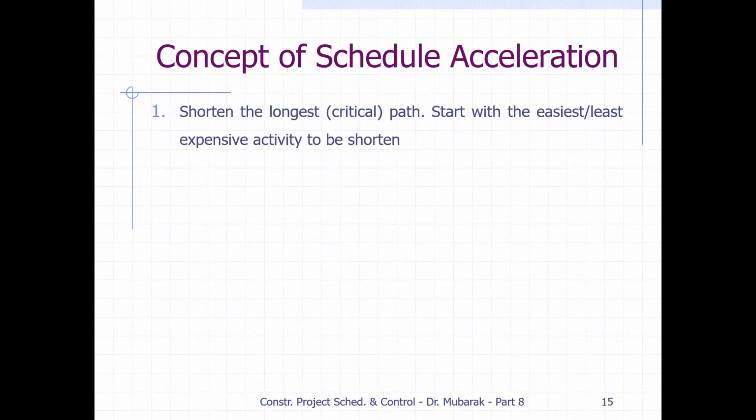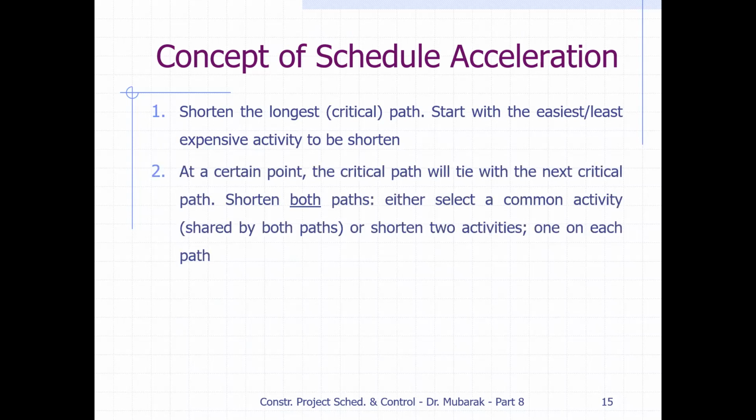Concept of schedule acceleration. So what is the concept for accelerating, like speeding up the project? Shorten the longest critical path. Start with the easiest, least expensive activity to shorten. So if we want to shorten the project duration, we have to shorten the duration of the critical path. And when we start, we start with the direct cost activity where cost is a minimum.